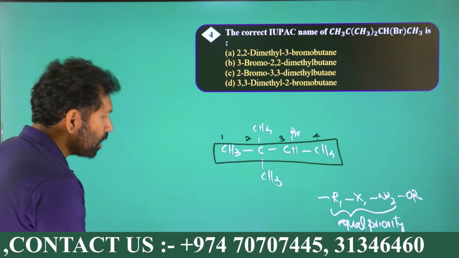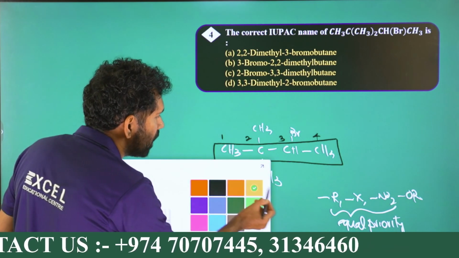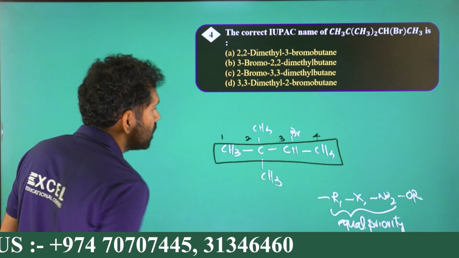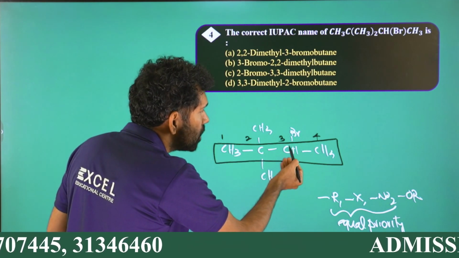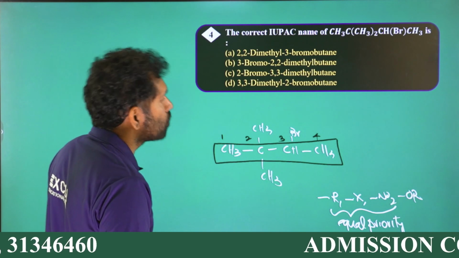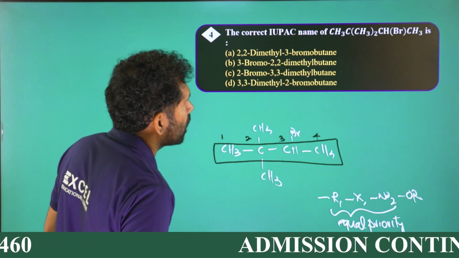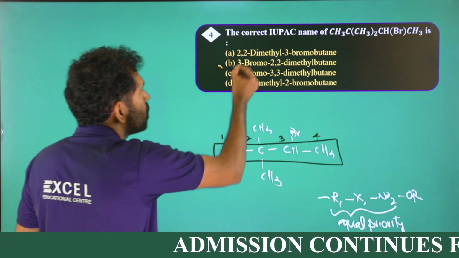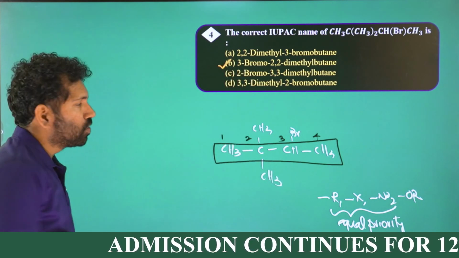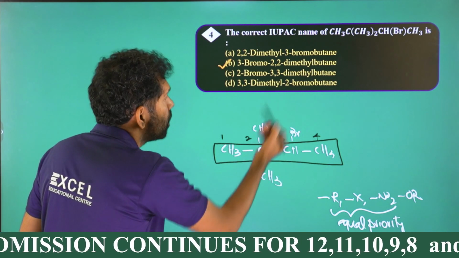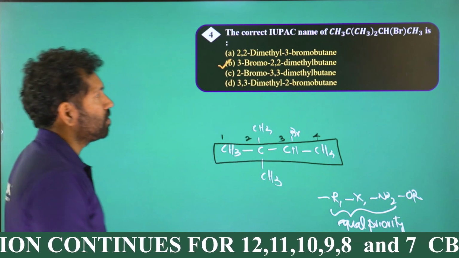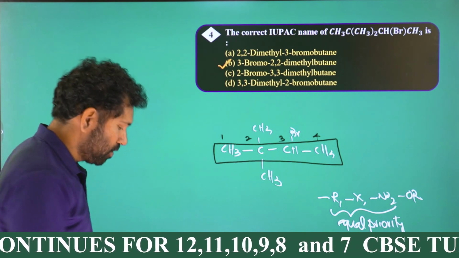So what will be the name? Can you tell me now? The name will be like this. What is the answer here? Yes, the name of the compound will be 3-bromo-2,2-dimethyl butane. So option B is your answer. It should be 3-bromo-2,2-dimethyl butane, right? That's it. I hope all of you got this, right? Okay.